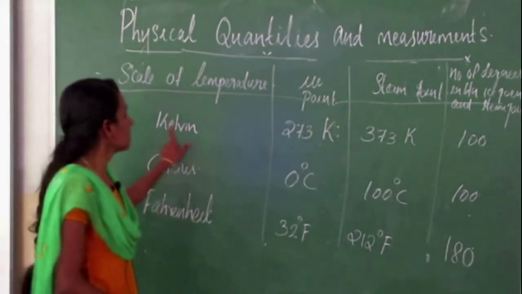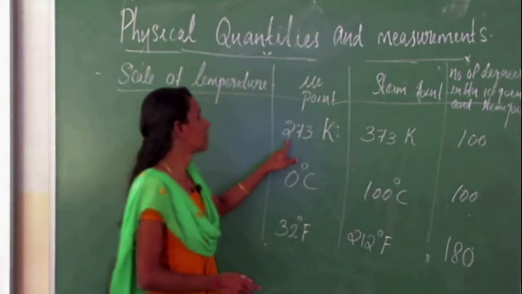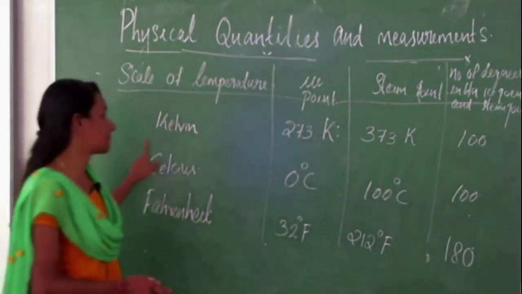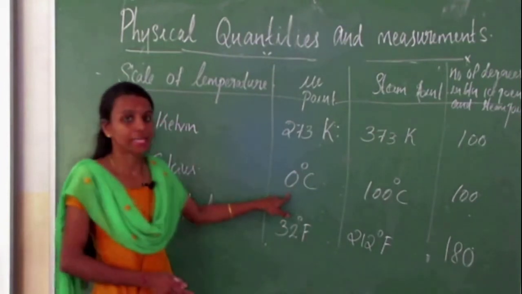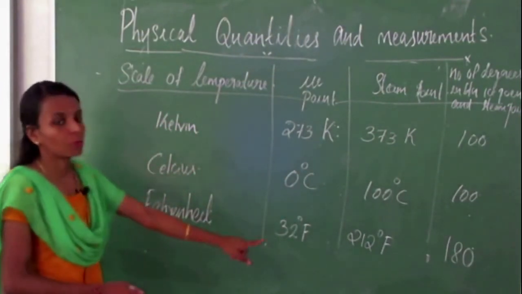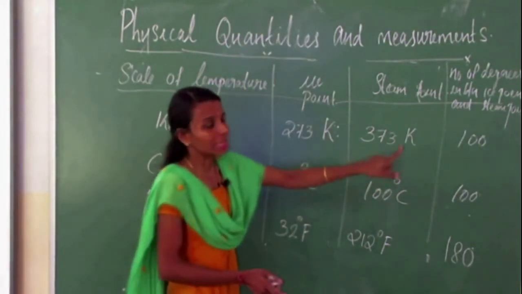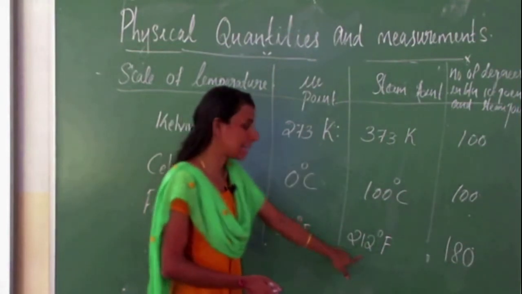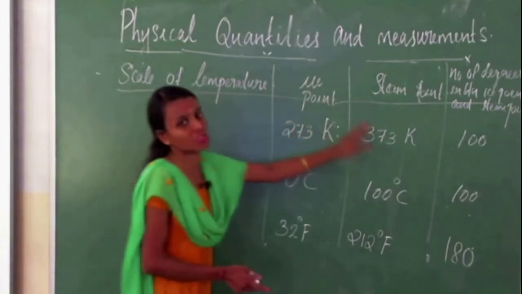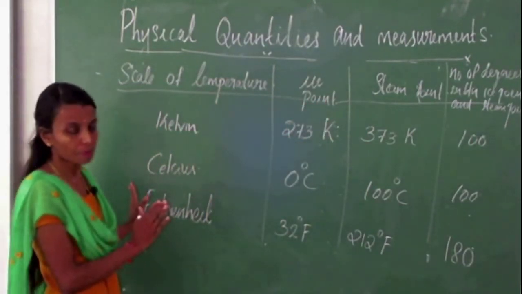Okay. So, what is the ice point of water on the Kelvin scale? 273 Kelvin. What is the ice point of water on the Celsius scale? 0 degrees Celsius. Then the steam point of water on the Celsius scale, 100 degrees Celsius. The steam point of water on the Fahrenheit scale, 212 degrees Fahrenheit. So, you have to study the temperature on various scales. That is an important one.